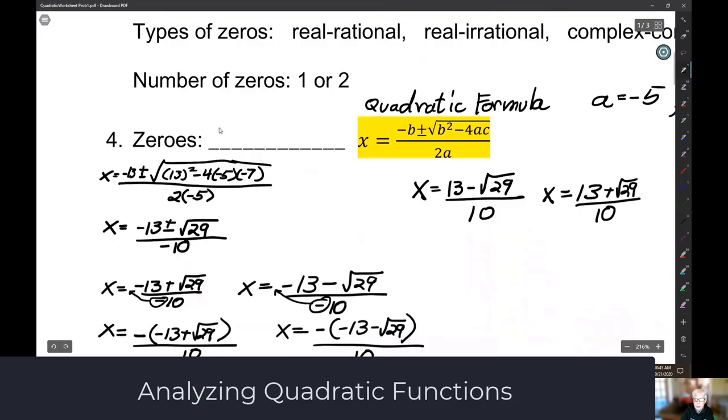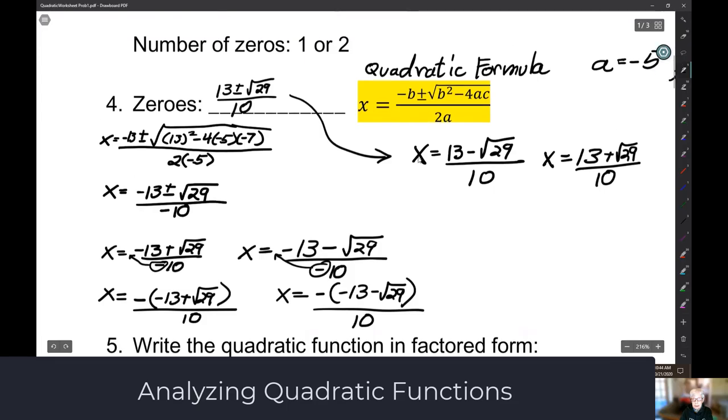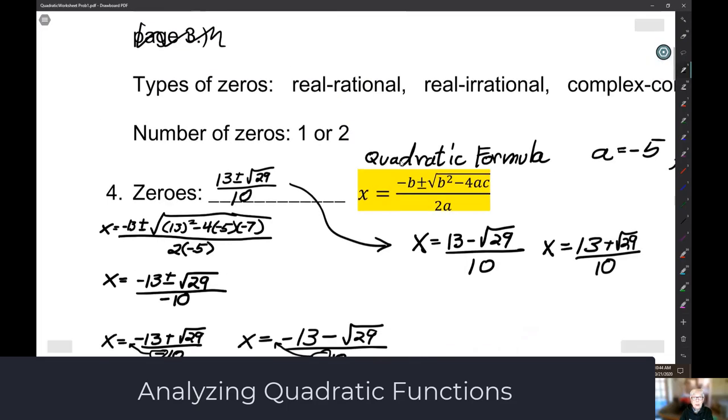So another way to write this, of course, would be 13 plus or minus the square root of 29 over 10. So those are the zeros of the function, which are better written here, quite honestly. I think I prefer that. Okay, now do you agree with what I did? Do you understand what I did? Okay, I'm going to assume you do.